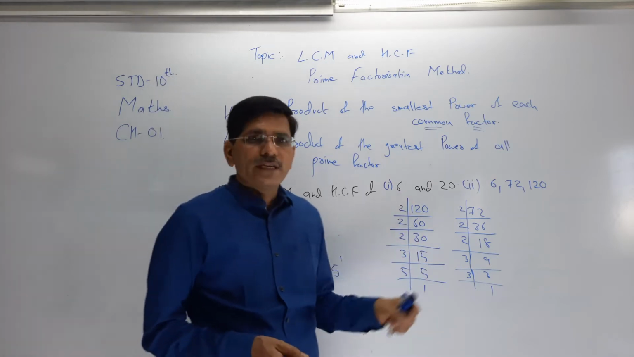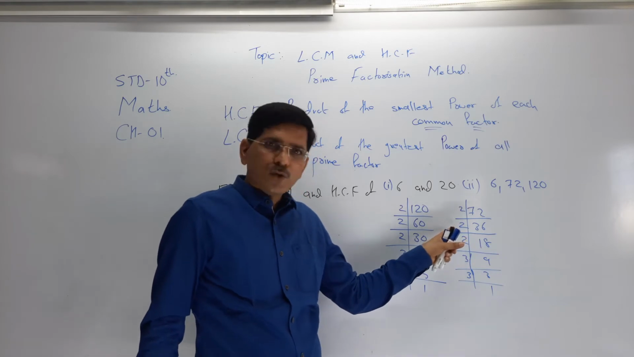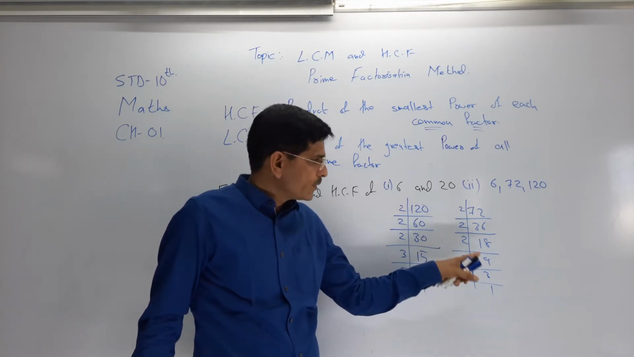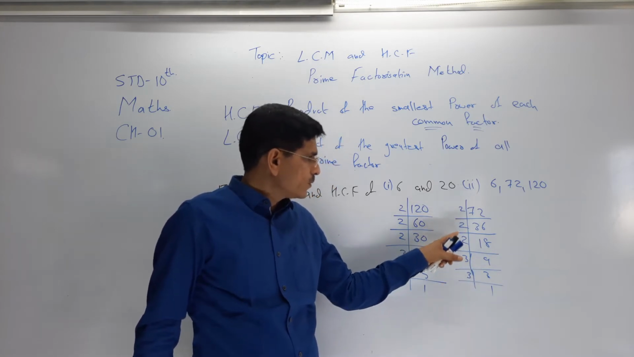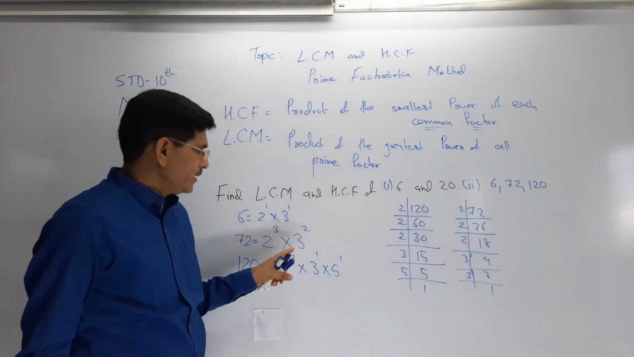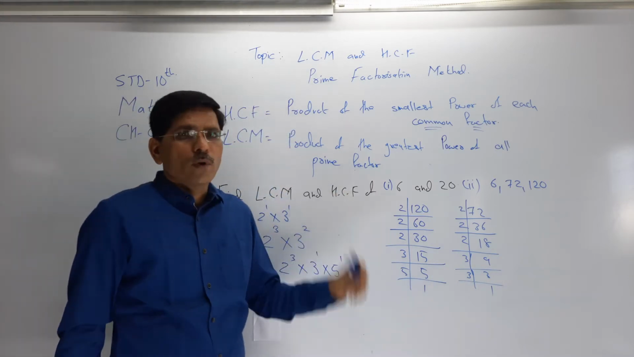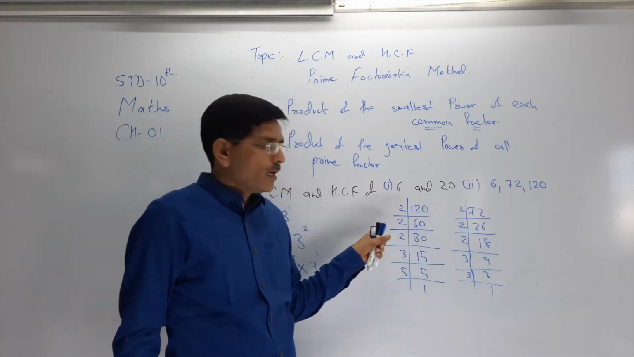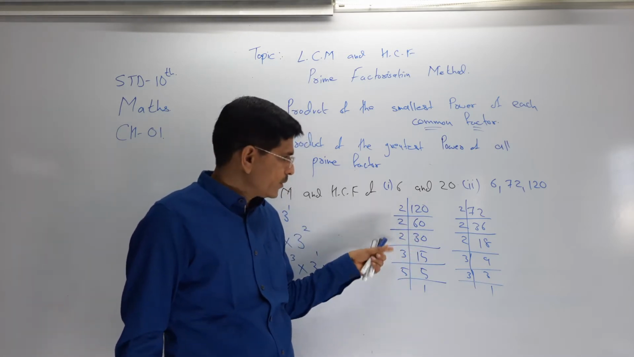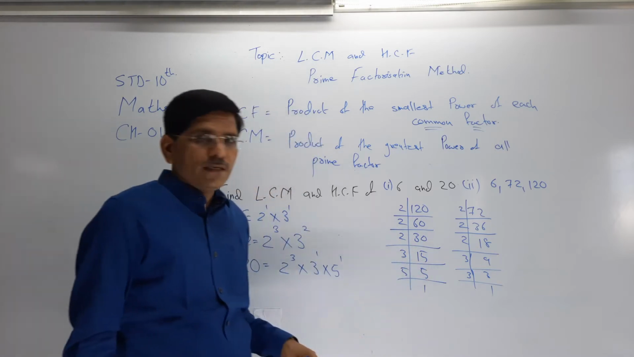Prime factorization of 72: divide by 2 to get 36, by 2 to get 18, by 2 to get 9, then 3, 3, 1. So 72 is 2 to the power 3 and 3 to the power 2. Now 120: divide by 2 to get 60, again 2, 30, 2, 15, then 3, 5, and 5, and 1.